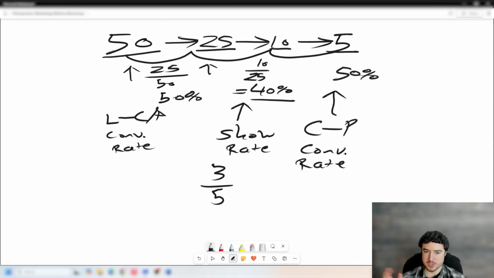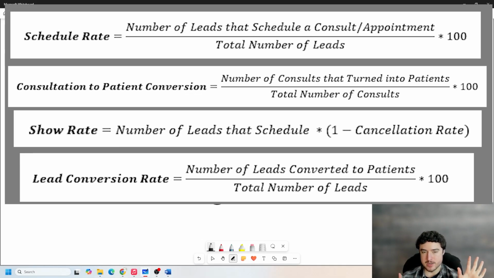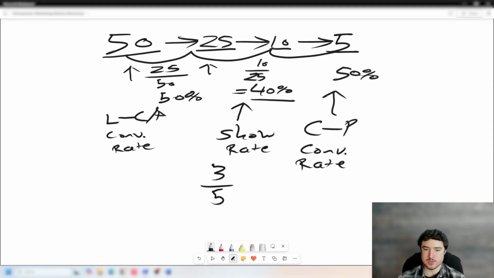If you want the exact formulas, I'll go ahead and put them up on the screen right here, and you can pause the video and write them down if you want. But I think this pipeline example is probably a lot easier to visualize and understand than just going through the raw basic formulas and numbers.